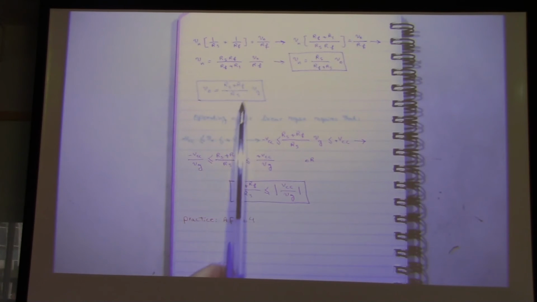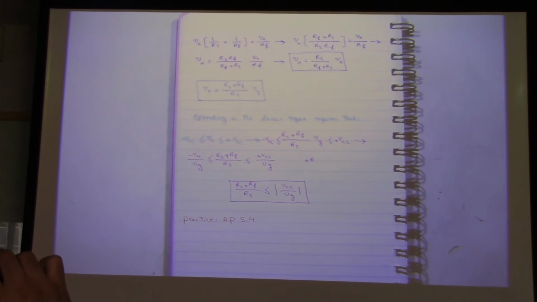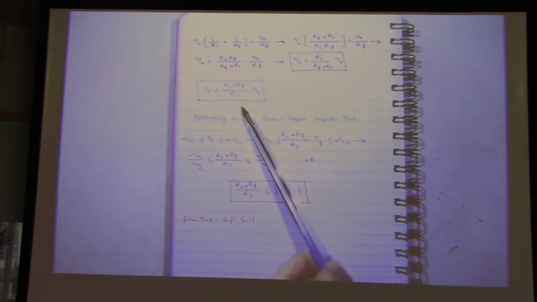You will get this one. Vout is something times Vg. So for this amplifier, we don't have a negative sign. Because we don't have a negative sign, we say this is a non-inverting amplifier. So Vout is a scaling factor times Vg. What is our scaling factor over here? Rs plus Rf over Rs. Clear? Okay.